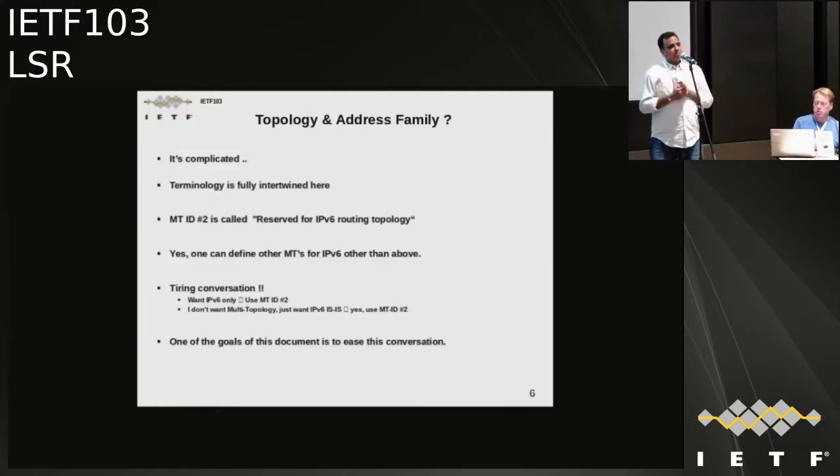The main source of confusion here is whether it's a topology or an address family. The terminology used is very confusing. MTID 2 is called IPv6 IS-IS topology. Maybe it's an address family, I don't know. But say, for example, when you want IPv6 only, it's safer to use MTID 2, multi-topology. Then people say, I don't want multi-topology, I want single topology, I want IPv6 only. But yes, you still have to use MTID 2, multi-topology, because if you ever use IPv4, you get into trouble. That's the problem. Next slide, please.